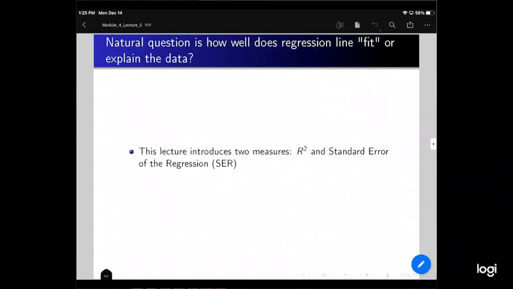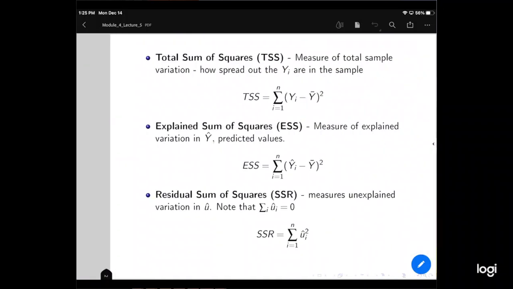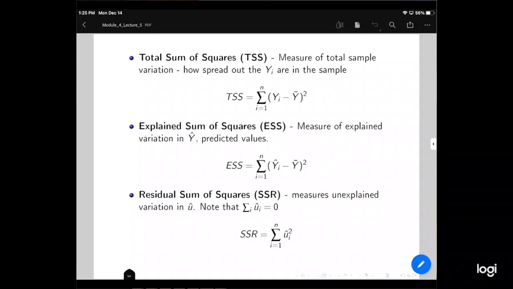A natural question is, how well does the regression line fit or explain the data? This lecture introduces the two measures, R-squared and the standard error of regression. So to estimate the R-squared, we need to talk about three different values: the total sum of squares, the TSS, which is a measure of the total sample variation, or how spread out the yi are in the sample.